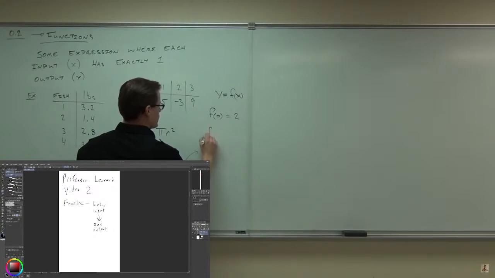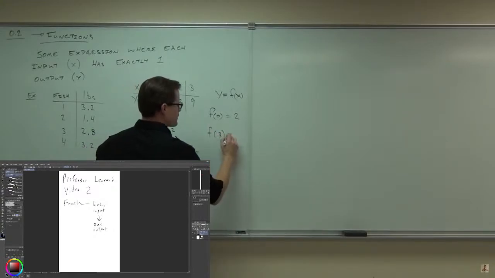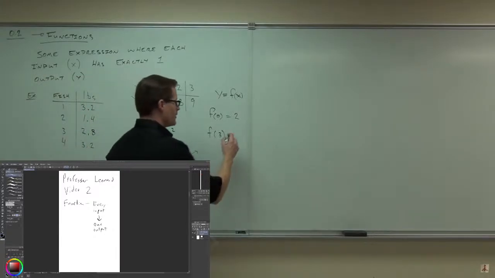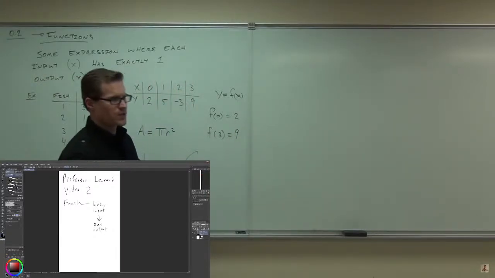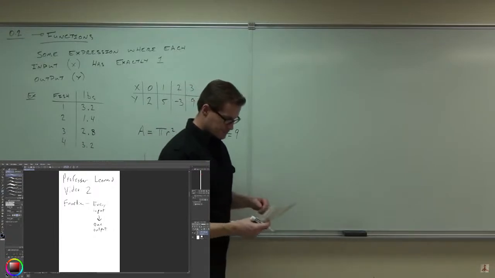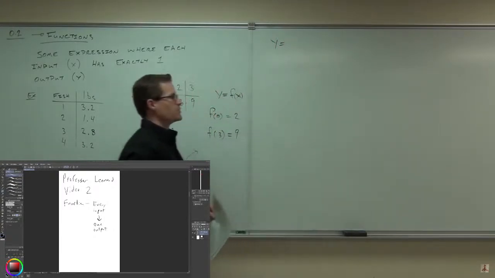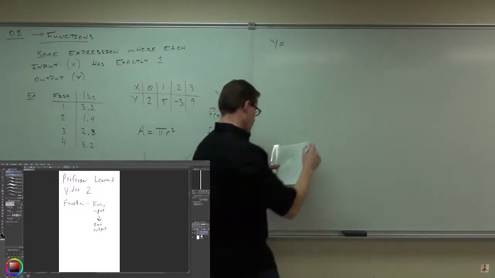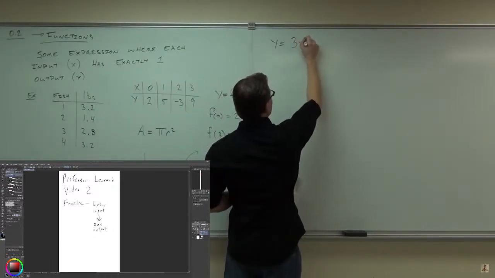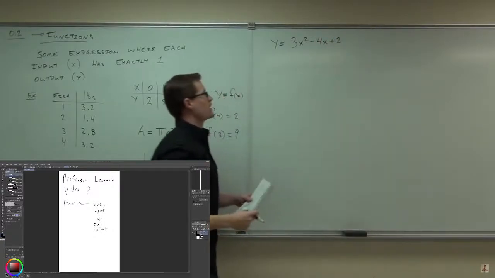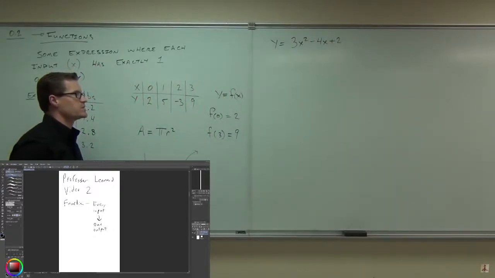How about f of 3? What's f of 3, everybody? Nine. Fine, whatever. Yeah, it just says you go to your input of 3 and find out what that output was. Typically, we'll use this in this type of situation where you have some sort of equation, y equals 3x squared minus 4x plus 2.